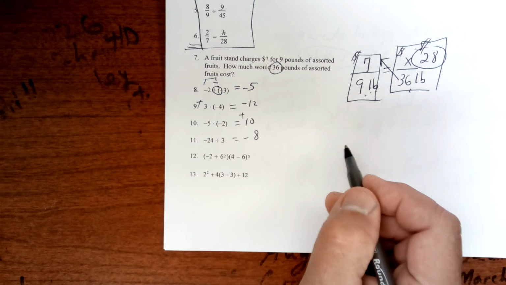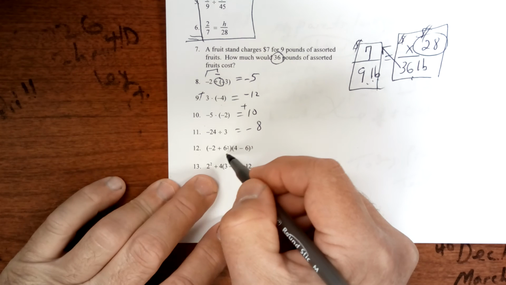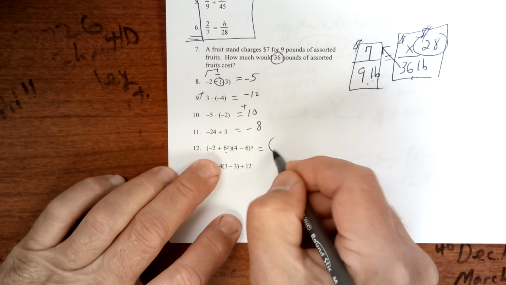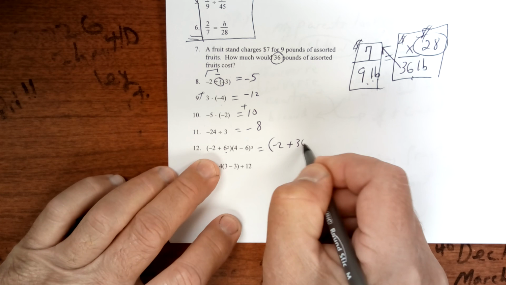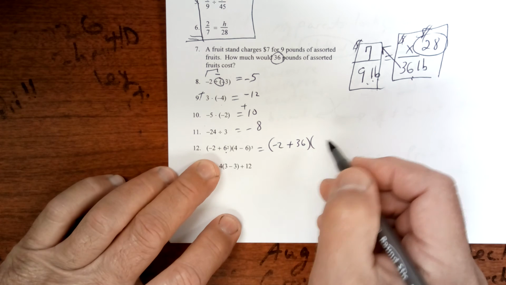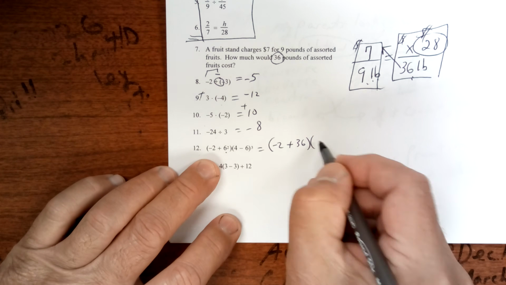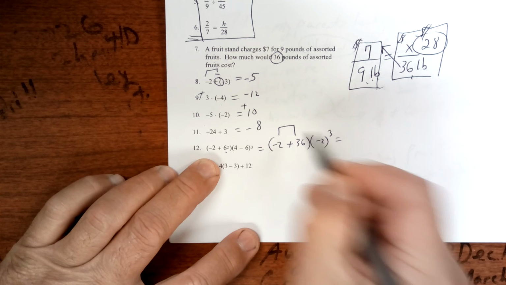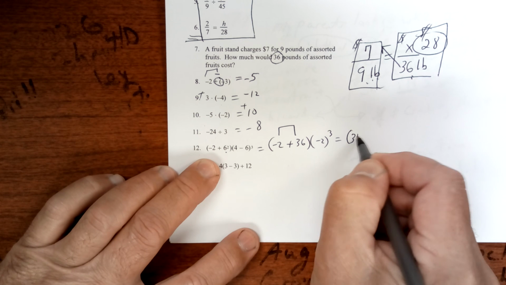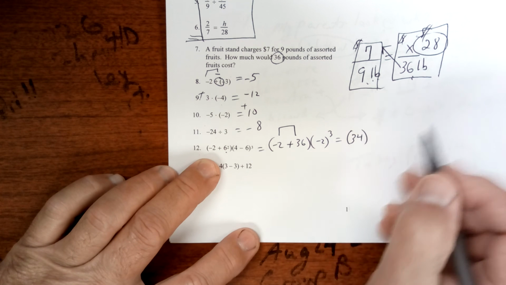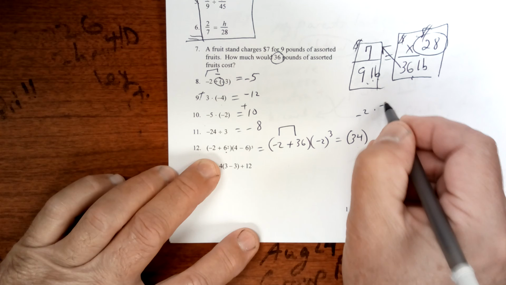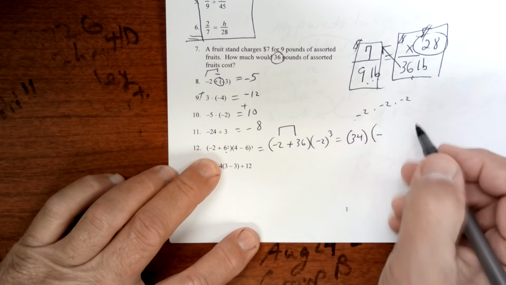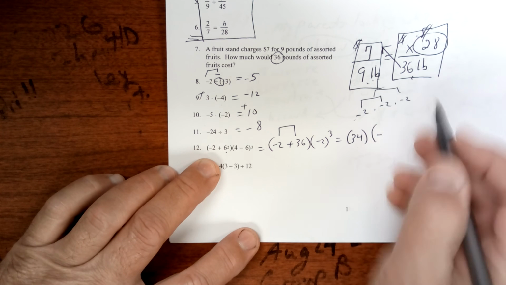This one right here, you got to do parentheses first, and you're going to do exponents. So it's going to be negative 2 plus 36. And then this right here is to the third power, but that's going to be a negative 2 to the third power. That right there looks like 34. This right here is going to be a negative 2 times a negative 2 times a negative 2. You got 3 negatives, so it's going to be a negative. 2 times 2 is 4, 4 times 2 is 8, so that's a negative 8.